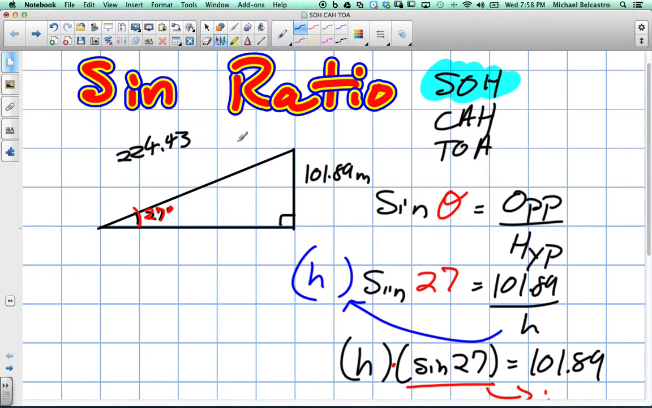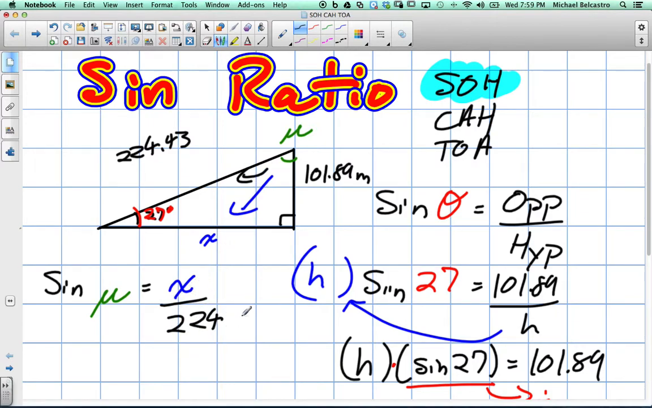Now let's say we want to find the other angle, which we call mu. Sine mu is equal to the opposite over the hypotenuse. What would be opposite mu? The bottom, the base here, which we'll call x. That's our opposite, so it goes on top, over our hypotenuse, 224.43, which we just solved. We can use Pythagorean theorem to find x, and you would discover that this side is 200.